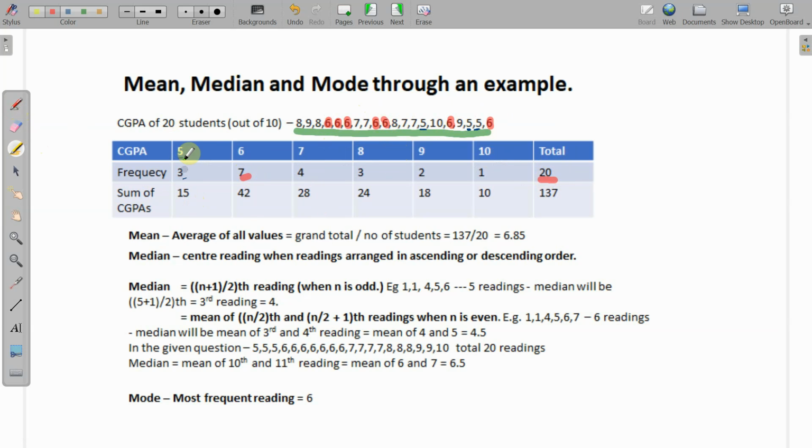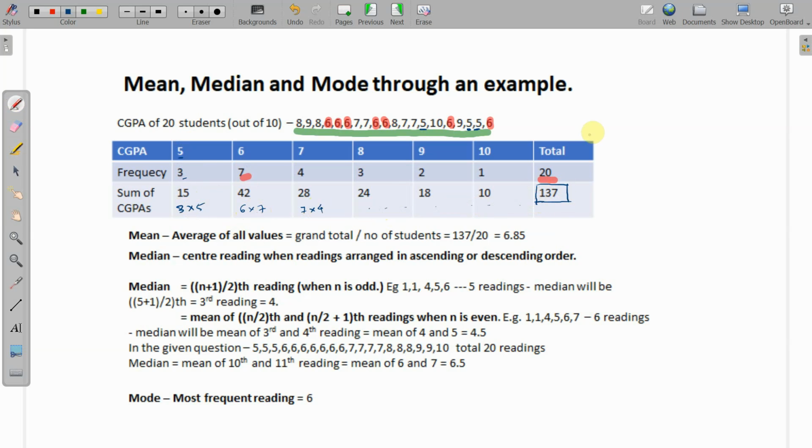The next thing is to calculate the sum. 3 students have got a CGPA of 5. So what is the sum of the CGPAs of all these 3 students? 3 into 5, that is 15. This has been obtained as 3 into 5. This has been obtained as 6 into 7. This has been obtained as 7 into 4 and so on. And this is a grand total of the CGPAs of all the students.